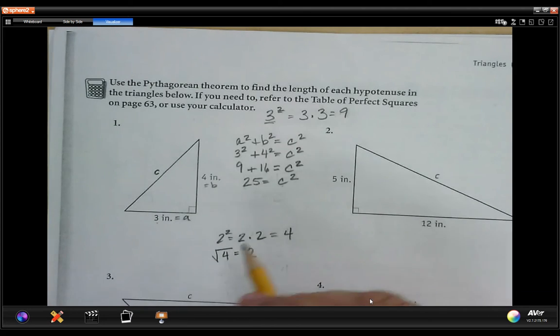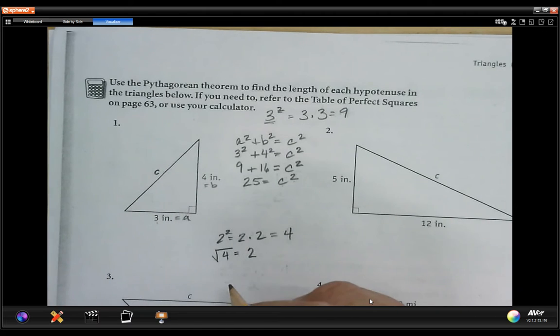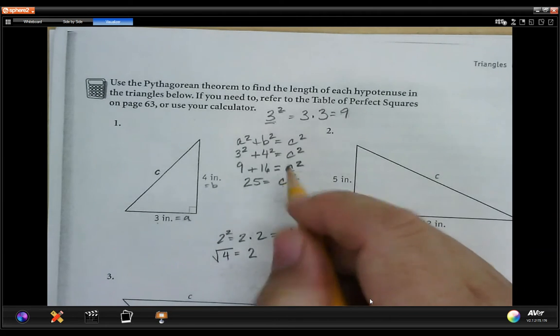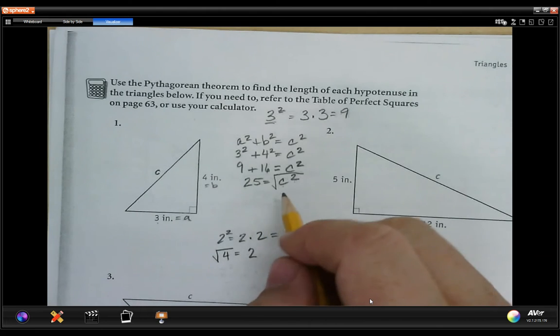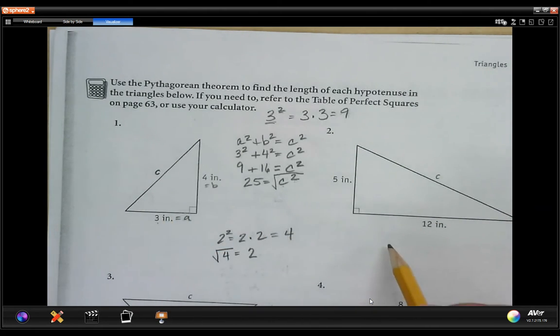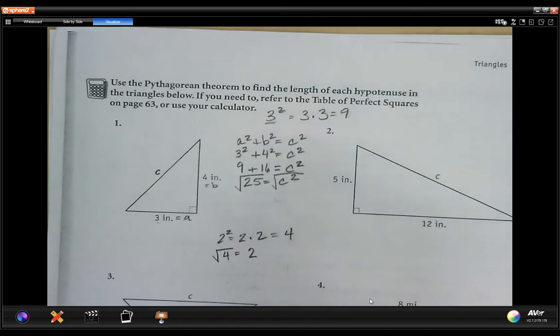So what I want you to understand is that the inverse of squaring something is to take the square root of it, okay? So in order to get rid of this squared over this C, I could take the square root of C squared. But if I do it to one side, I also have to do it to the other, right? With equations, whatever I do to one side of the equation, I have to do to the other side. So that means I also have to take the square root of 25 right here.